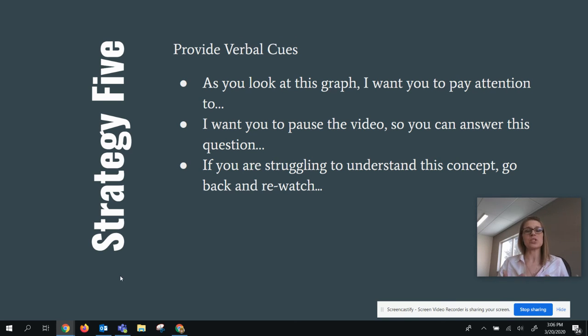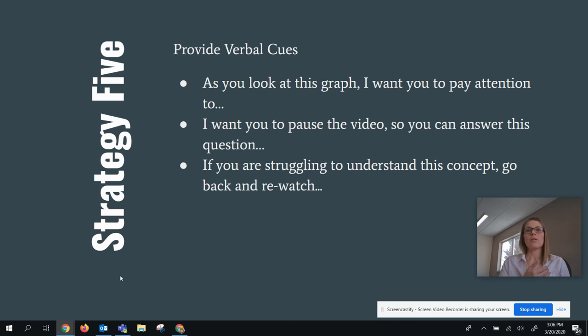So here are some examples. As you look at this graph, I want you to pay attention to, and then give them space to do that. Even further, be as direct as to say, I want you to press pause on the video so that you can answer this question. And it might be awkward for you to hold that silence for a moment, but it at least gives them the space to do exactly what you're asking them to do.